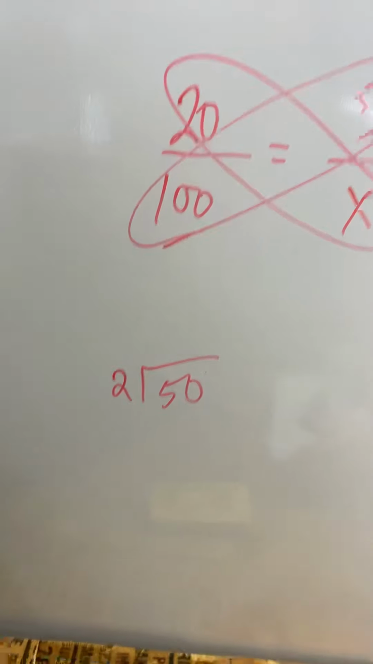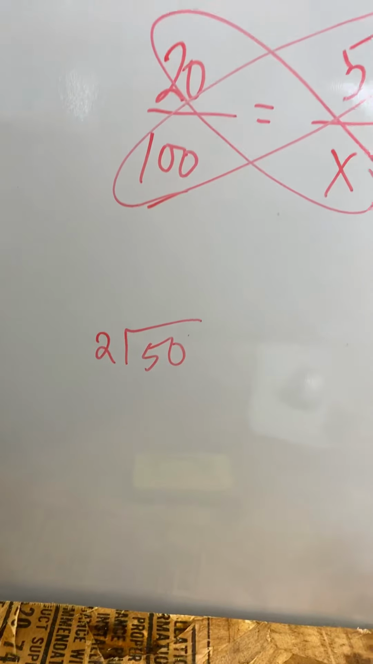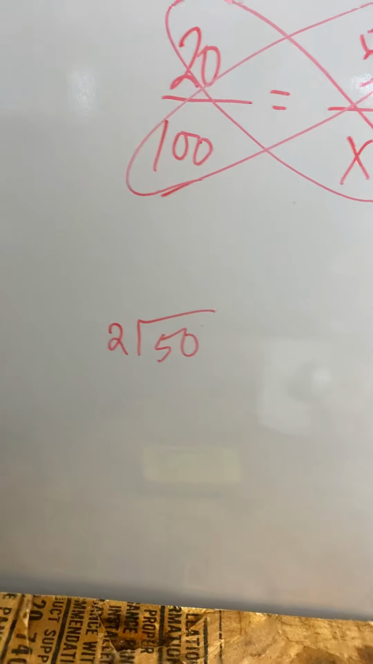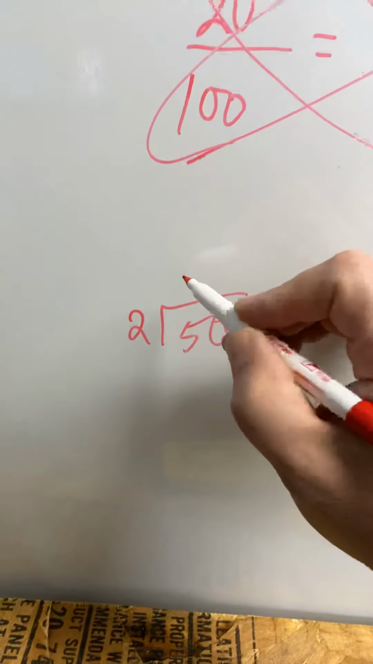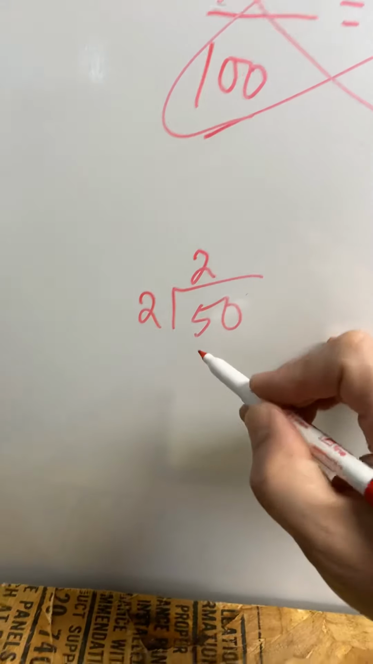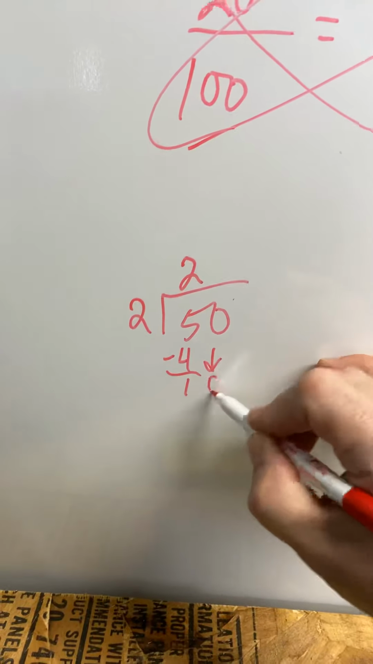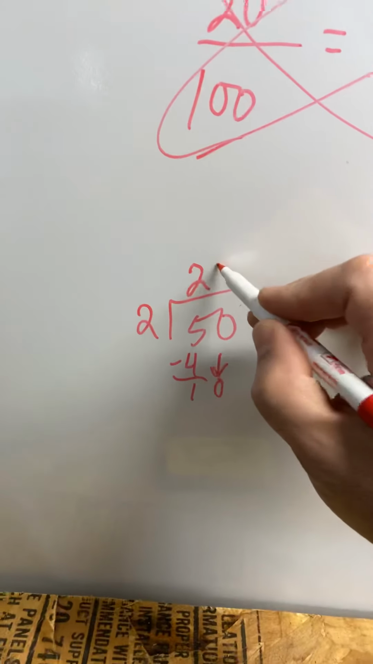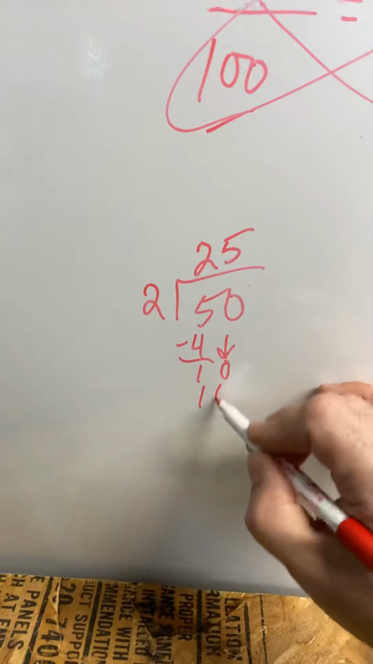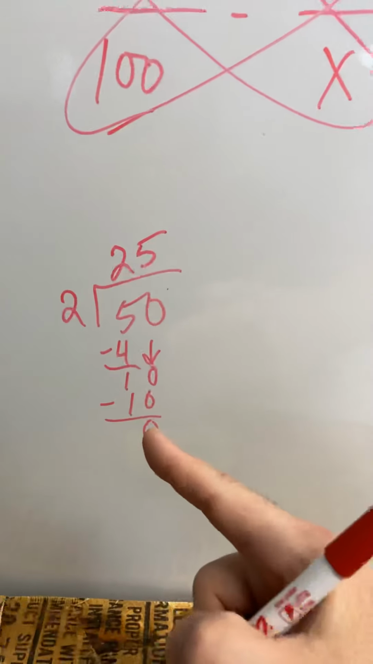Okay? But with this one, you could think money. 50 cents. What do you think you have when you have 2 of something and 50 cents? Okay, but if you don't know, let's divide. 2 divided into 5 goes in twice. So now we're going to subtract our 4 out. We get 1. Bring down our 0. Now we have 10. How many times can 2 go into 10? It goes in 5 times. That gives me 10, because 2 times 5 is 10. I'm left with 0 now.